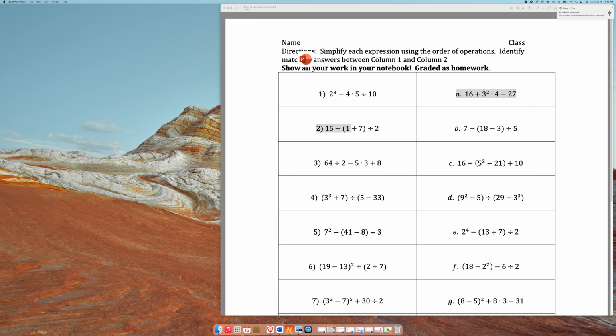And then divide it by 2. I have a subtraction and a division. Division will come first. So I get 16 minus, and 20 divided by 2 is 10. 16 minus 10 equals 6. And we have another pair. Number 1 comes with letter E.